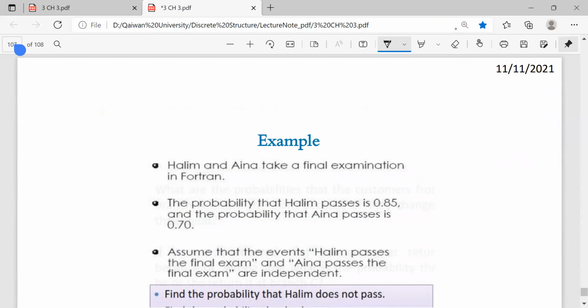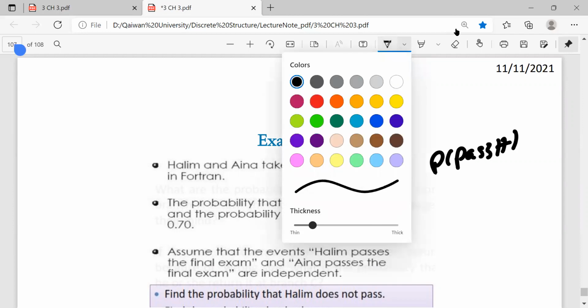In this example, it says Halim and Aina take a final examination in Fortran. Fortran is a computer programming language. It's like C++, Java, those, okay? The probability that Halim pass is 0.85. It's for passing.